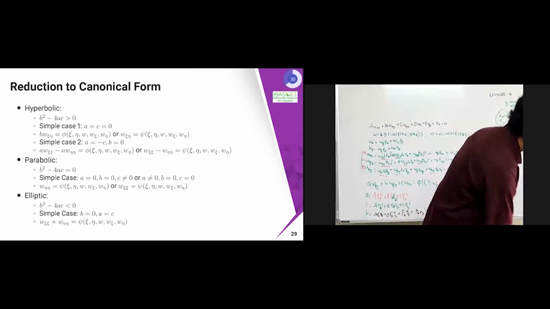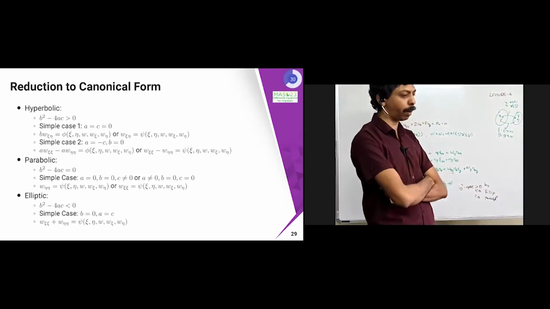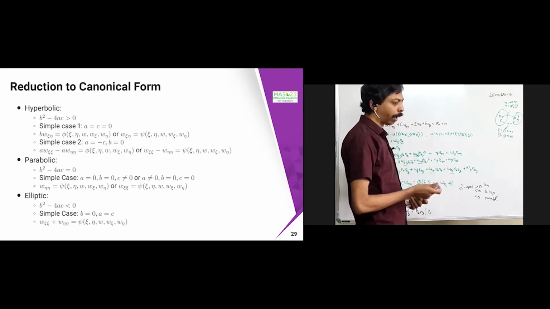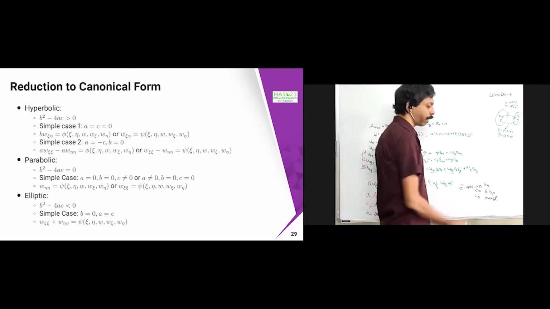So in this case, we will have a simple problem. For example, for a hyperbolic PDE, we have B square minus 4AC greater than 0.